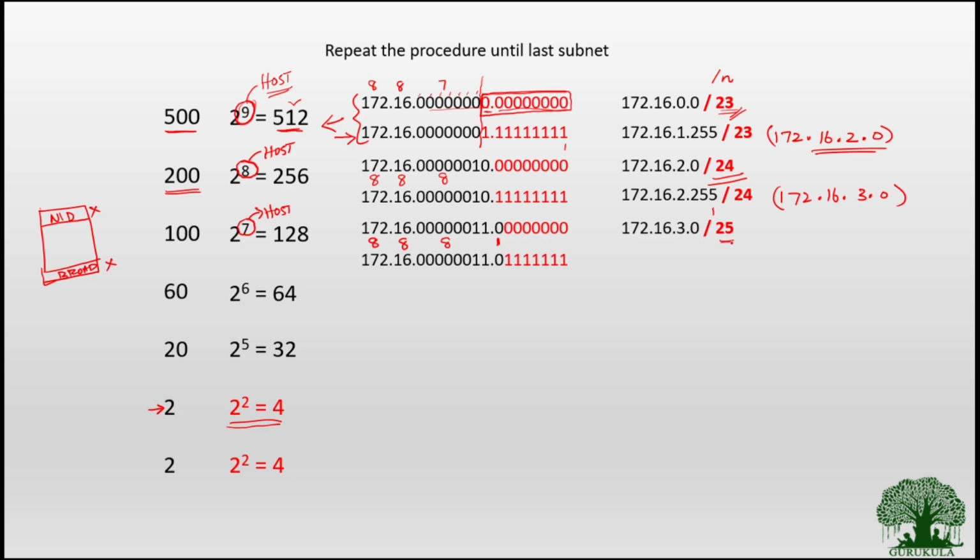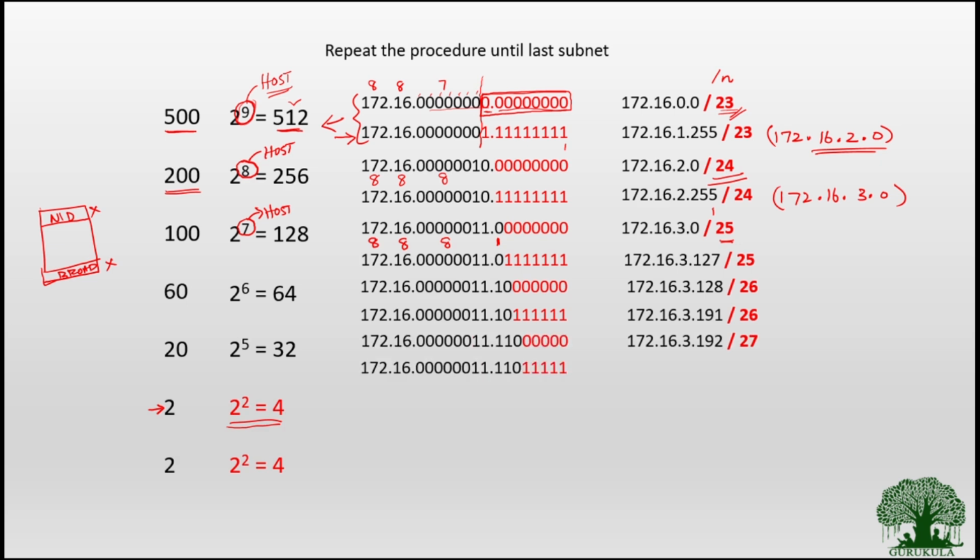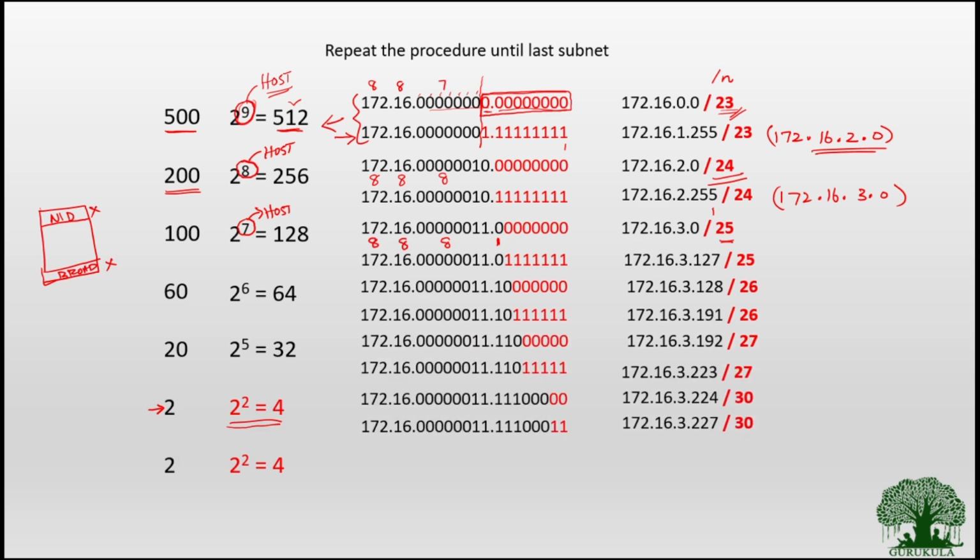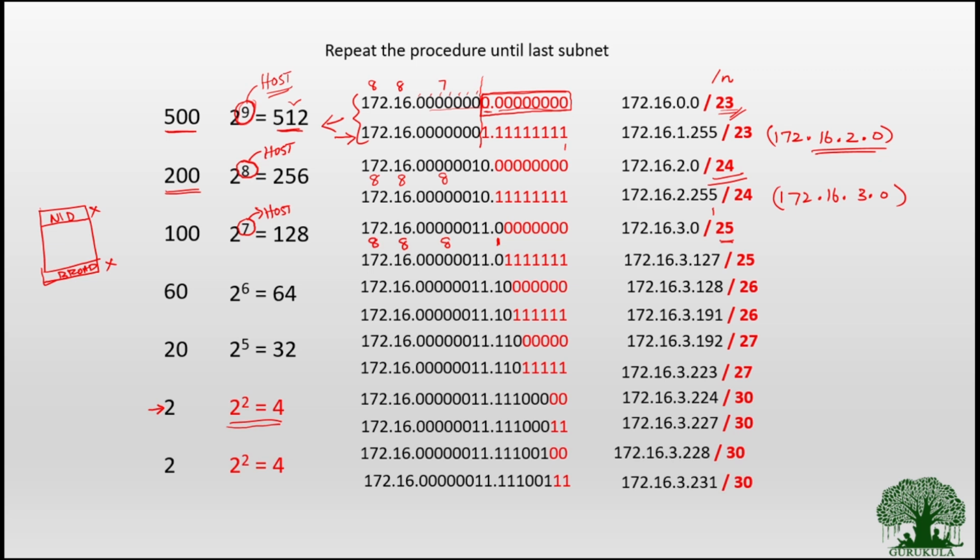So the /n representation should be 25. So yes, it is 25. So 25 bits are allocated for representing the network part, and similarly the last address has to be written. The same procedure should be followed for all the remaining subnets.